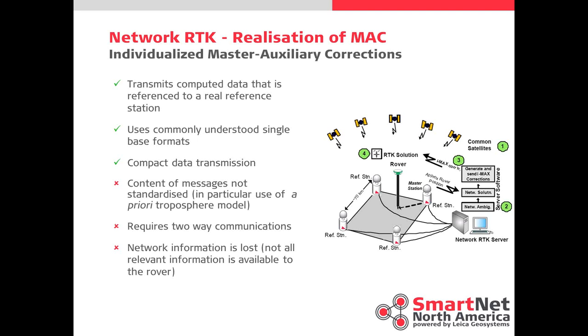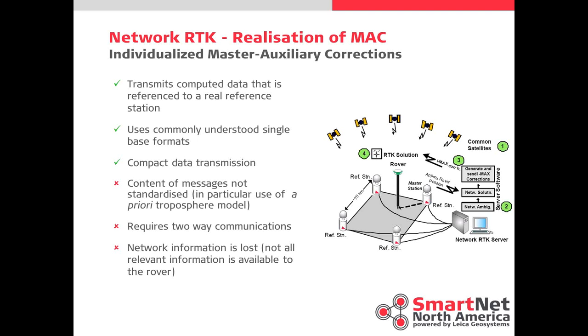Now, the master station correction has model data in it. So what the software does is it adjusts the correction for the master station in a way so it would reflect the effects of all the auxiliary stations. The rover, of course, only sees a single baseline, but it does see a real single baseline to a real station, whereas with the VRS, you are getting a vector off of a virtual station that doesn't exist. So it transmits computed data that is referenced to a real reference station, so that's a good thing. So I can have a real baseline at real distance.